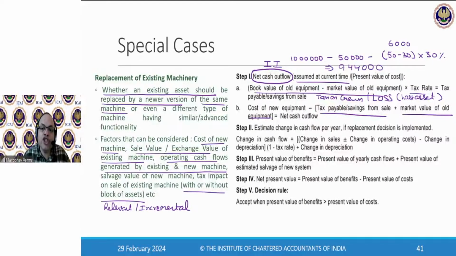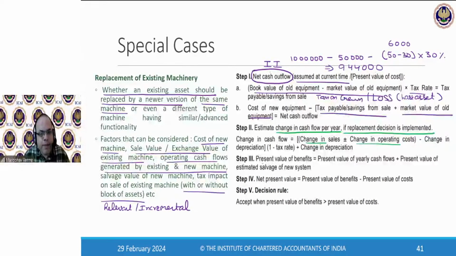Now estimate the change in cash flow per year. This is what I'm trying to say here, right? We are talking about the incremental, what is changing, because the existing machine is also doing something, right? You're already generating revenue based on the existing machine. You're just upgrading the machine now. So what is the change in the cash flow if the replacement decision is implemented? You may have to consider what is the change in sales, what is the change in cost, change in depreciation. Everything is change, replacement, right? We're talking about incremental, relevant. So we're talking about change in the cash flow.